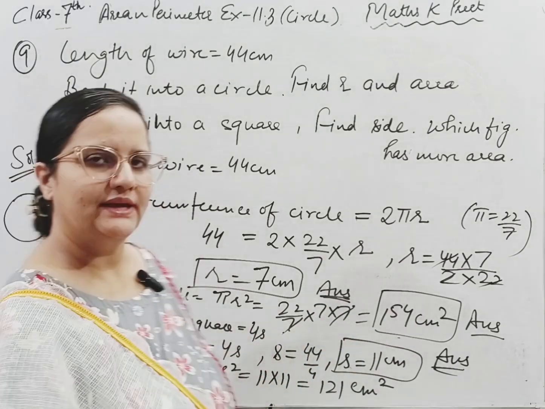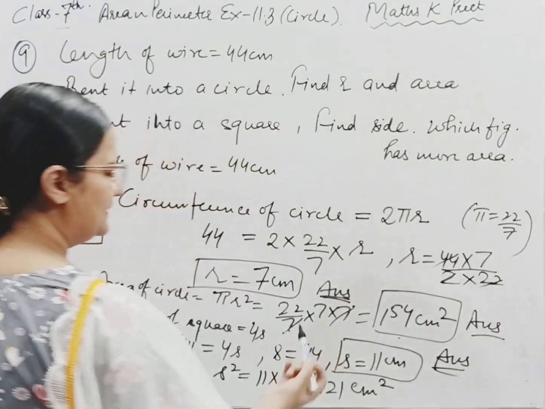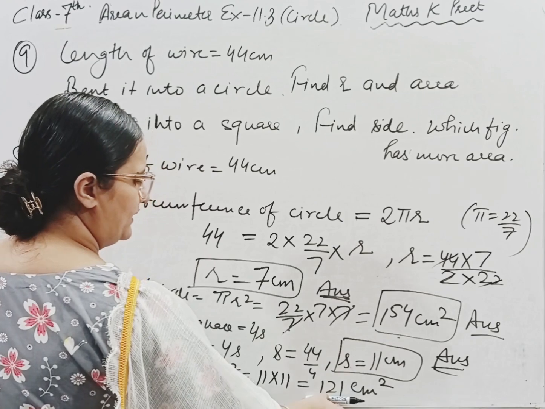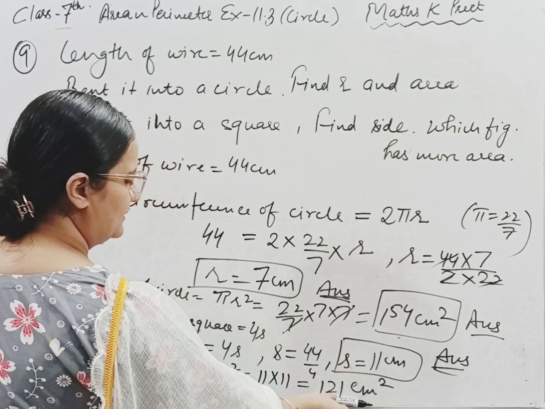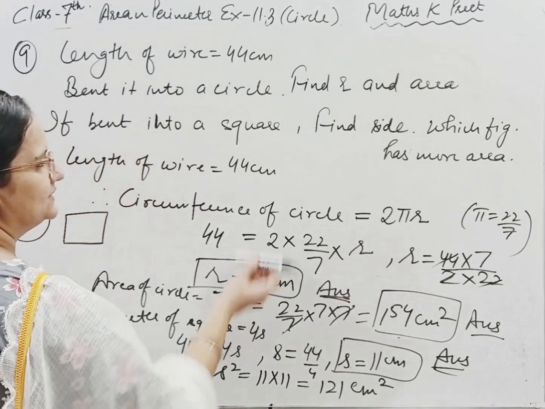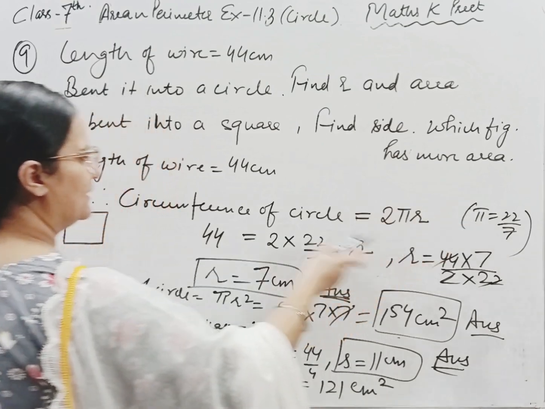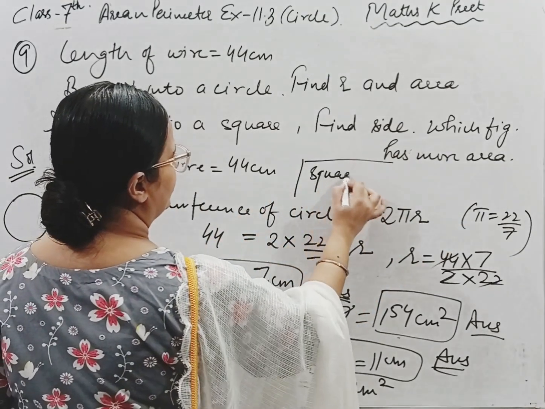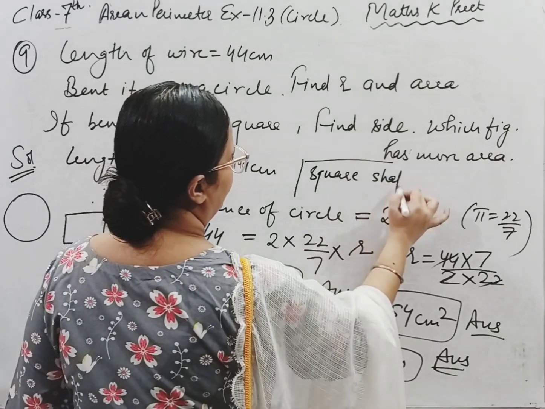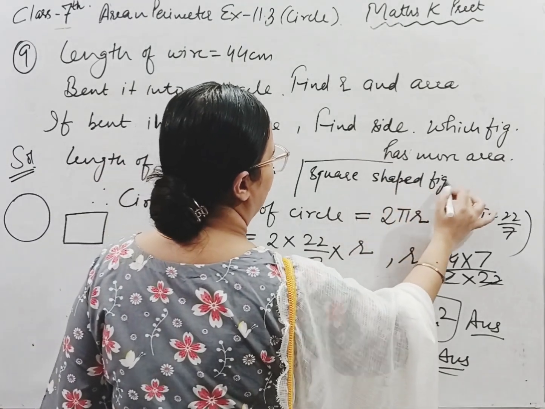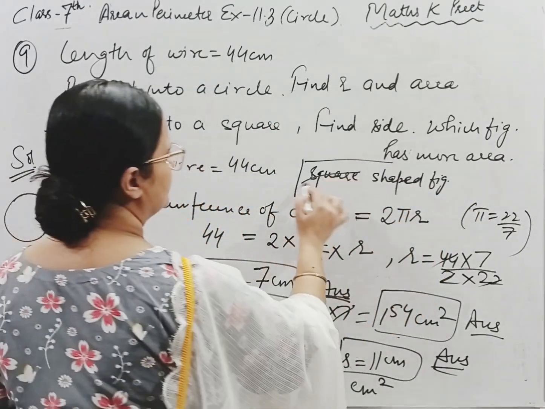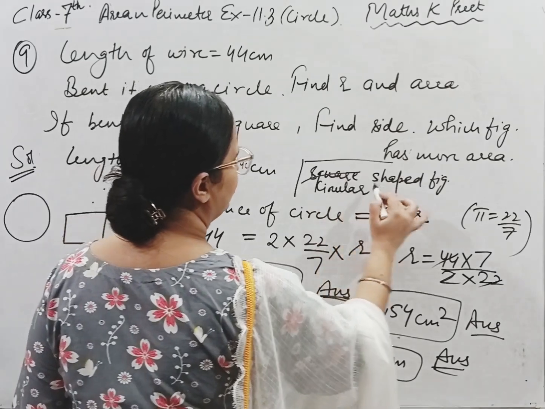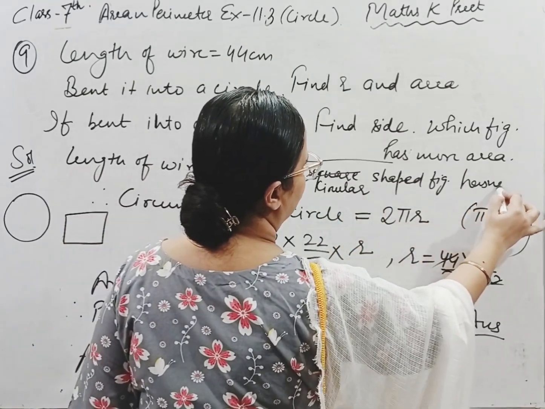Which square and circle that have the same perimeter? So clearly this figure is greater than 121. This is not my answer. They are not asking us to find the area of the square. They are just asking which figure has more area. So I am writing here, square shaped figure, sorry, circular shape. Circular shaped figure has more area.